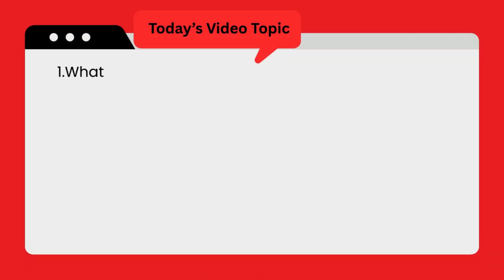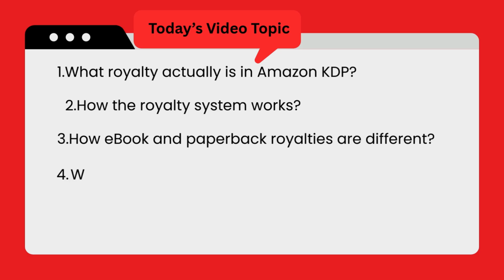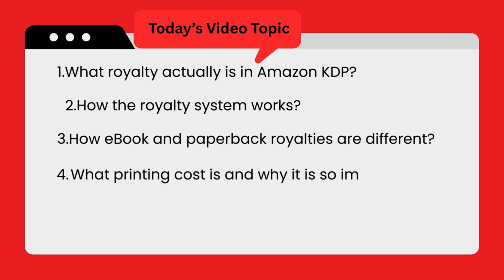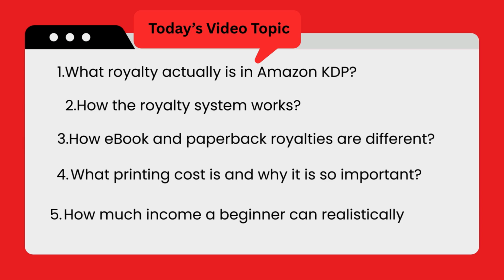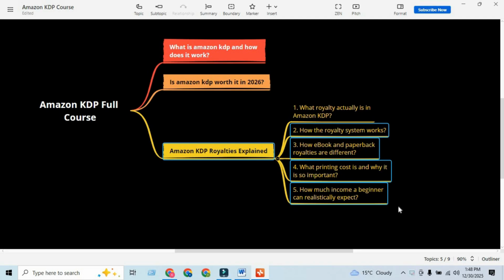In this video, I will explain everything from the very basics and step by step: what royalty actually is in Amazon KDP, how the royalty system works, how ebook and paperback royalties are different, what printing cost is and why it is so important, and how much income a beginner can realistically expect. After this class, hopefully there will be no confusion about the Amazon KDP income system, meaning royalty.